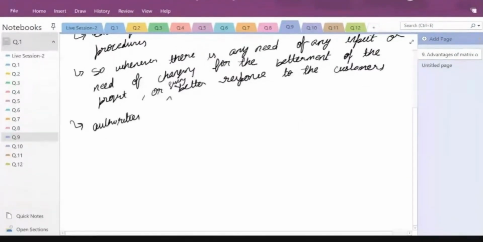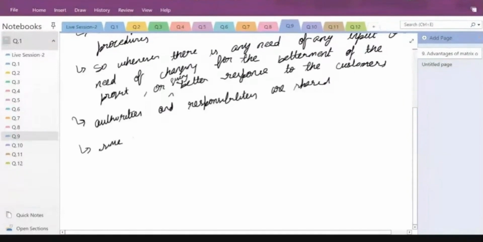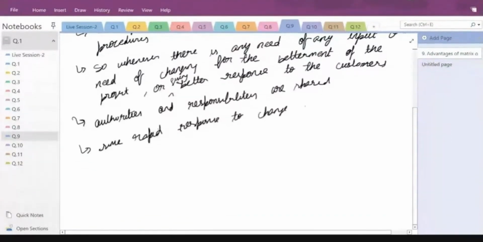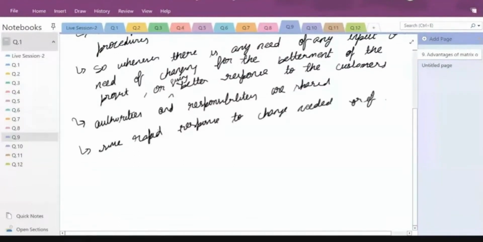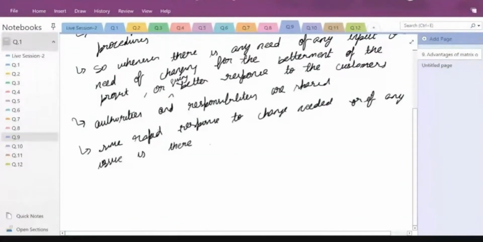authorities and responsibilities are shared and since rapid response to change needed, or if any issue is there, it can be addressed easily, so rapid resolution of conflicts.